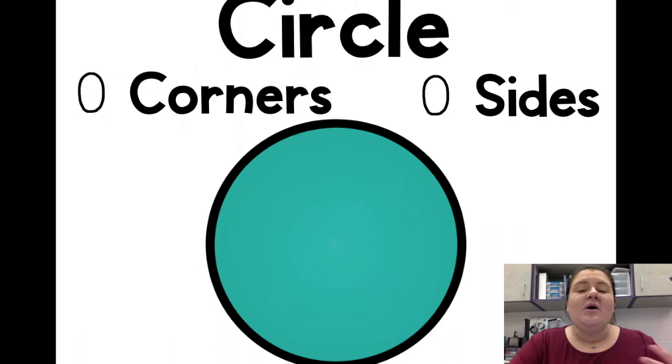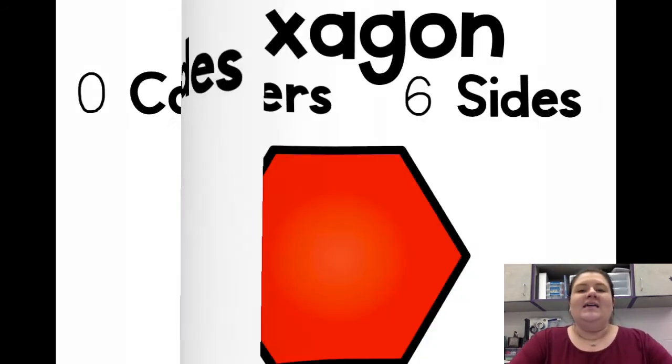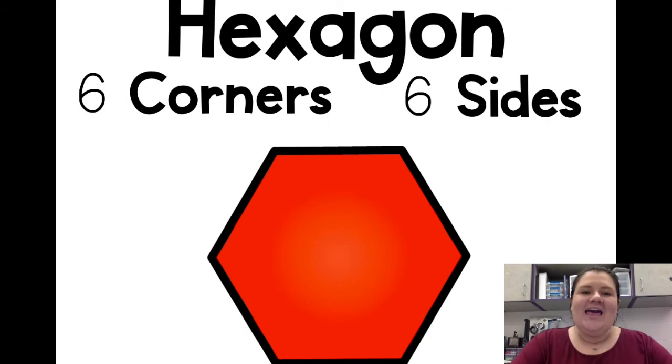Great. So let's go over some different flat shapes. So we have a circle. What makes a circle unique is there are no corners and no sides whatsoever. It is just one line linked together to form a circle. Then we have a hexagon. A hexagon has 6 corners and 6 sides.